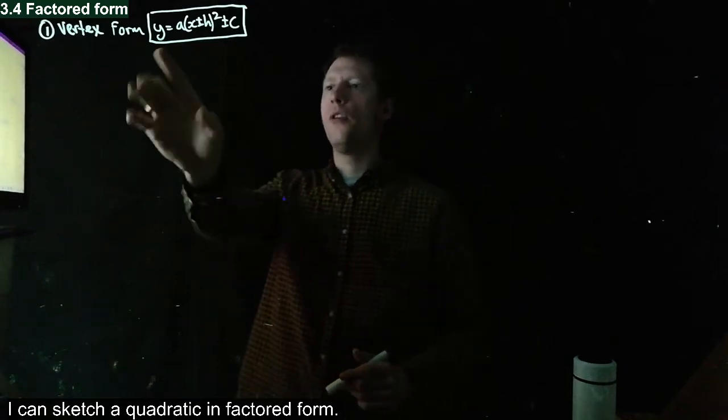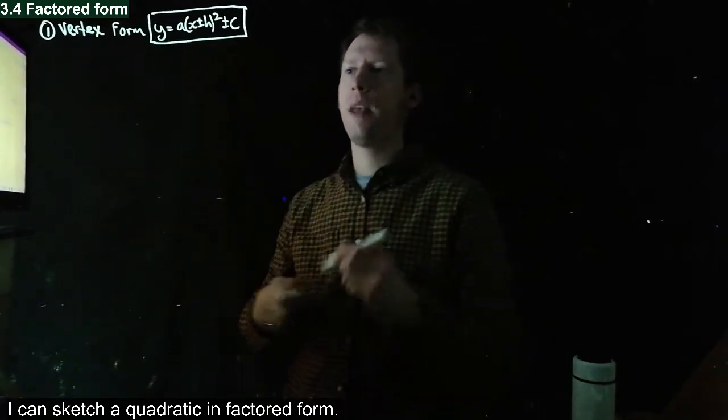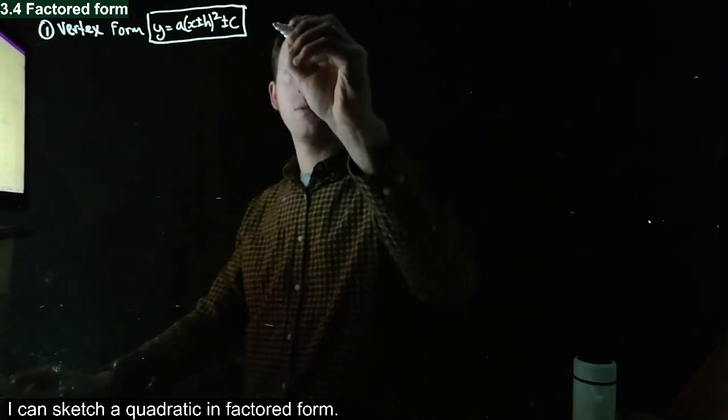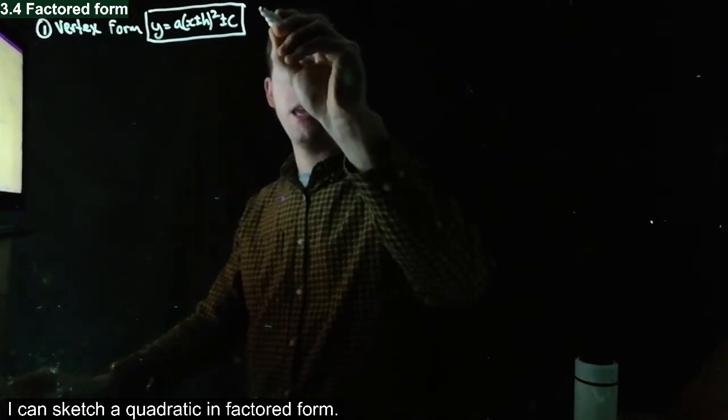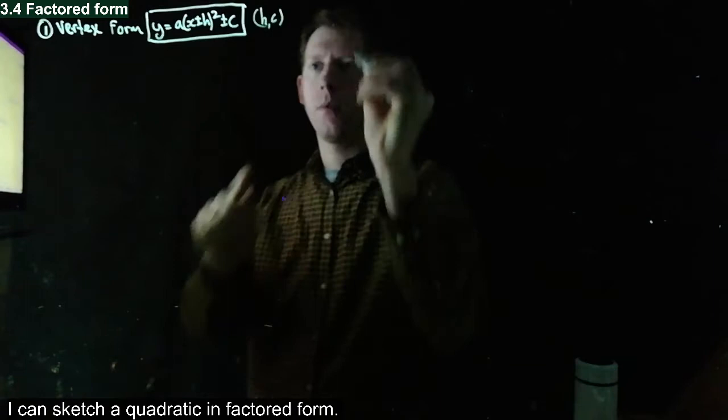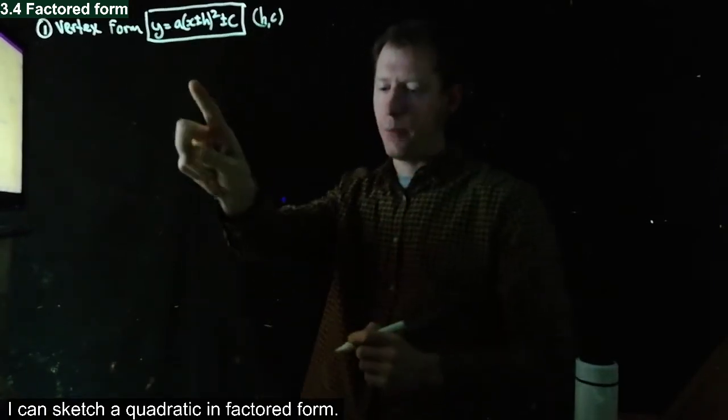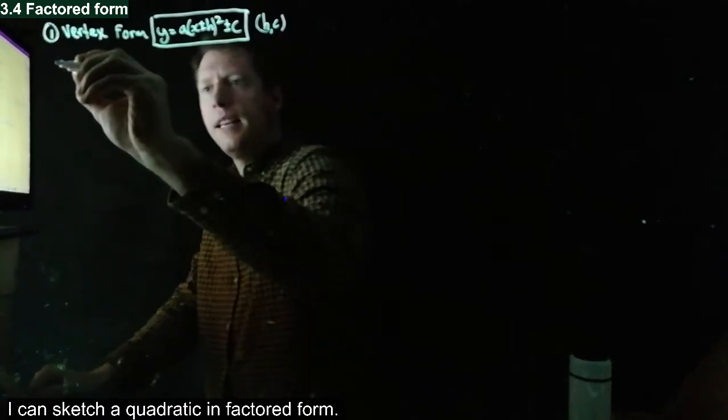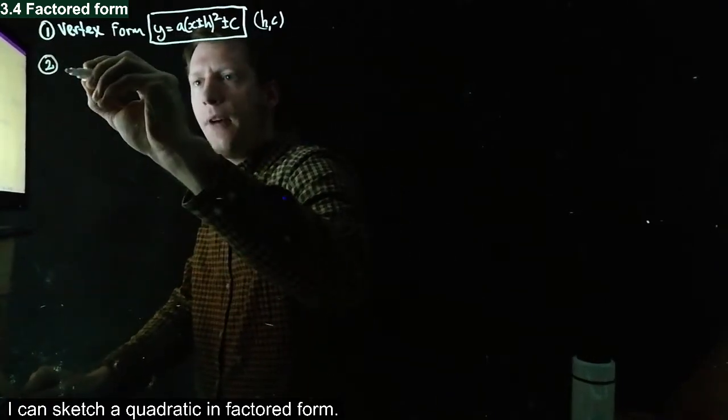So we already know the vertex form. The vertex form is good to find the minimum or maximum. Again, the vertex will be h comma c there, and h is going to be the opposite of what's inside the bracket. Today, we're going to study about the factored form.